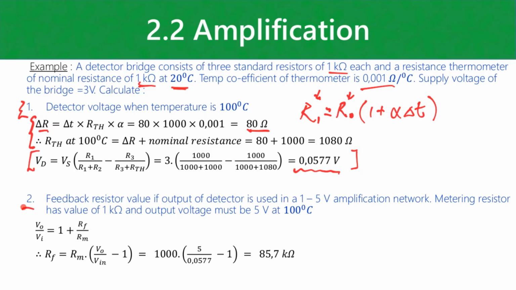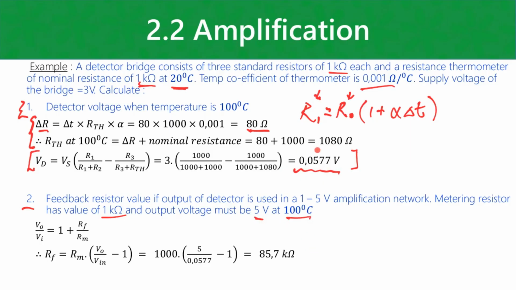So in the second part of the question, we are tasked with calculating the feedback resistor value if the output of our detector bridge is connected to a 1 to 5 volt system, and the metering resistor given to us is also 1 kilo ohms. So the input resistance to our amplifier and the output voltage must be 5 volts at 100 degrees C. Right, so we are going to go to our max value at 100 degrees C.